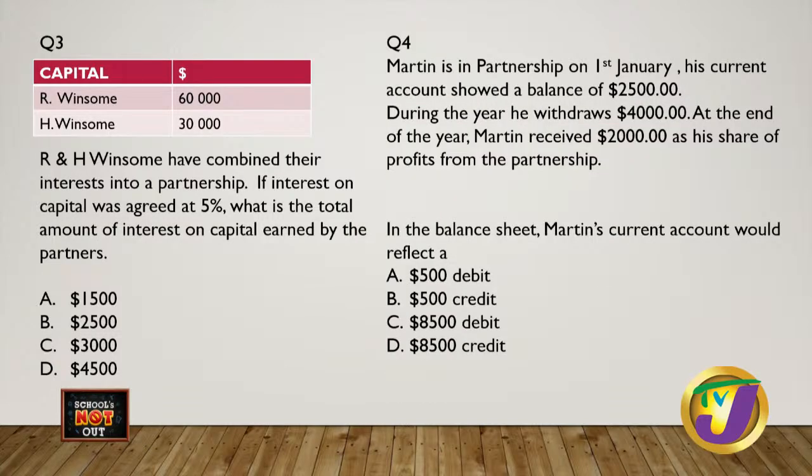Then we have question 3, which carries another table and asks you a question relating to R and H Winsome. Question 4 asks a question about Martin, who is in partnership.